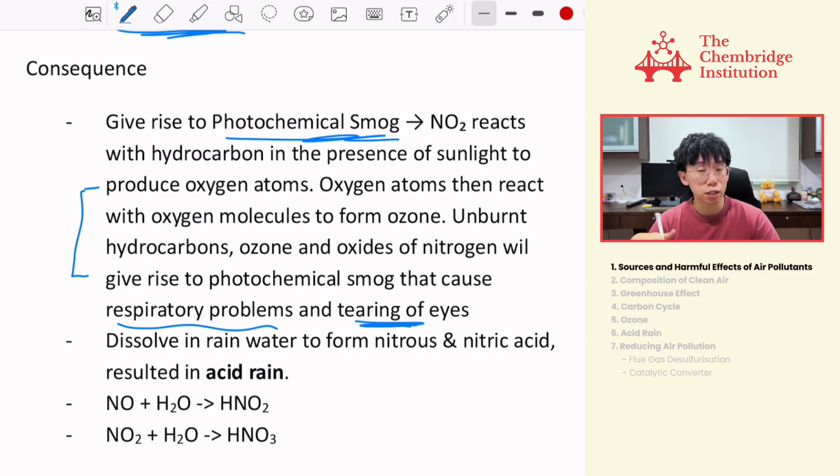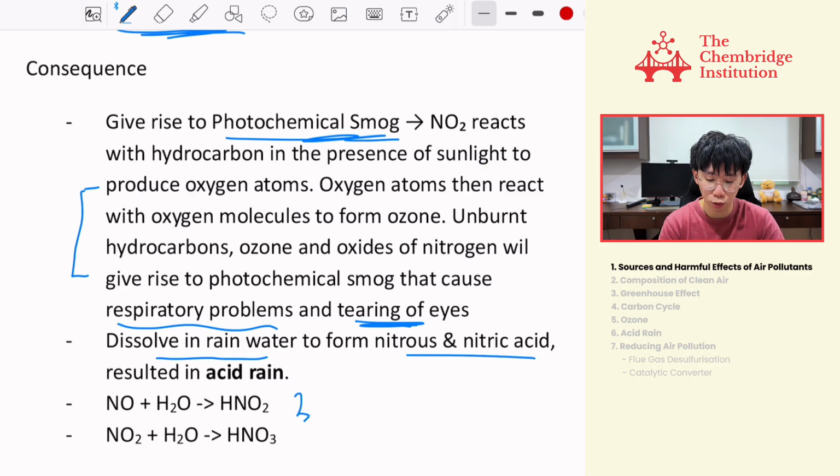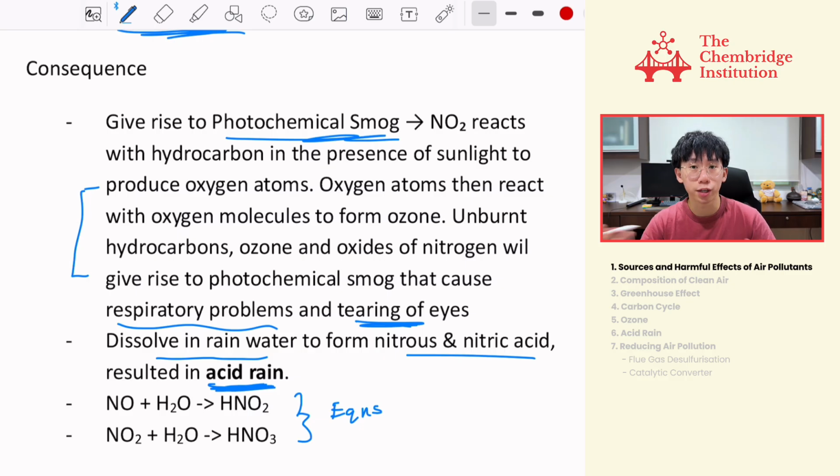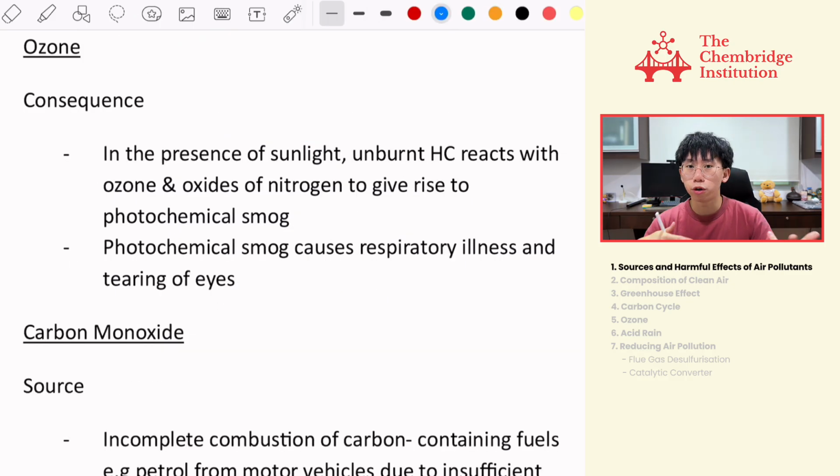Not only that, your oxides of nitrogen also dissolve in rainwater to form nitrous and nitric acid. So these are the two equations over here that you could very well be tested on. These always result in acid rain, and we'll talk about the consequences of acid rain later, but it's important to know how your acid rain is being formed first.